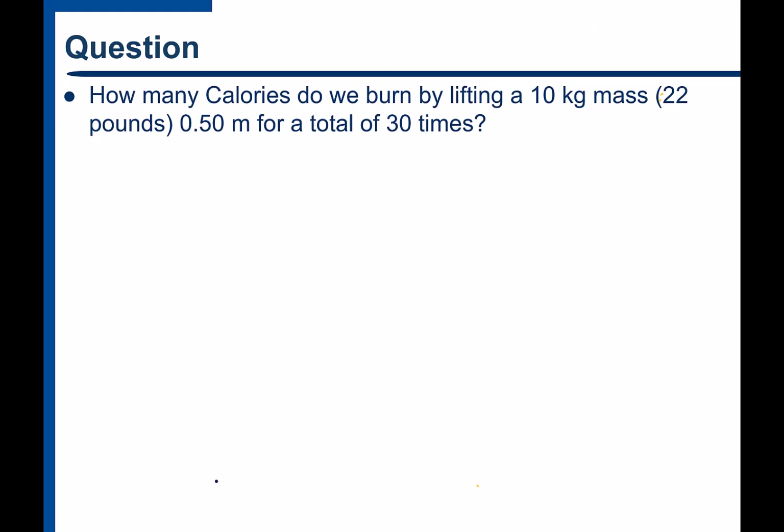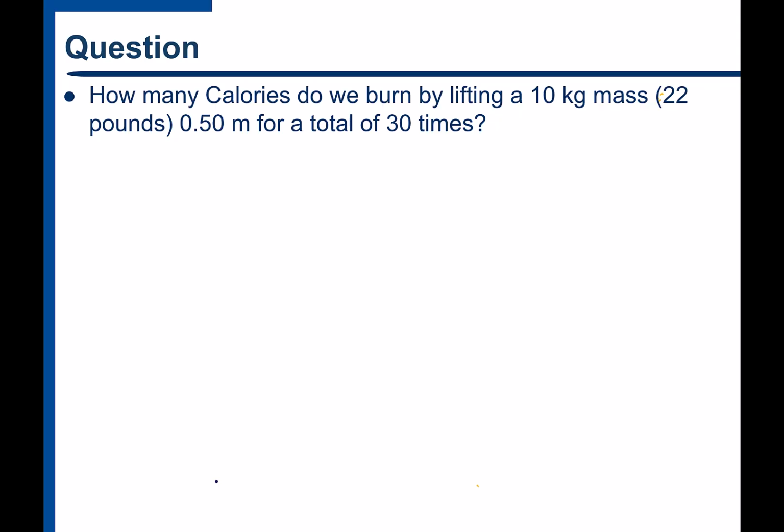Let's try a question that illustrates why it's so hard when we want to lose weight. And that is that a calorie, in terms of a food calorie, is a big unit. So let's see, how many calories do we burn by lifting a 10 kilogram mass, 0.5 meters, for a total of 30 times? Now, in case you have a little trouble still thinking about what a kilogram is, 10 kilograms weighs about 22 pounds.